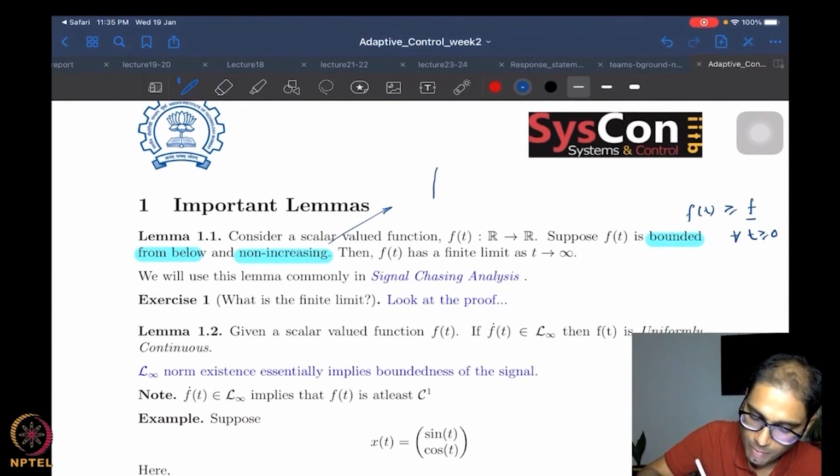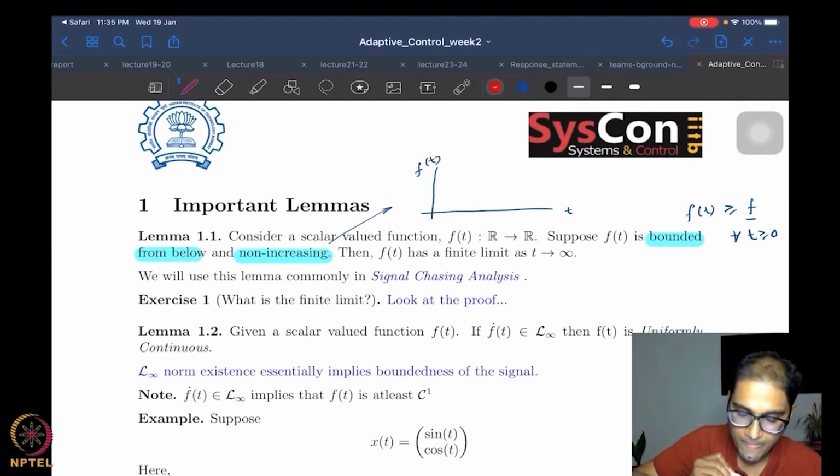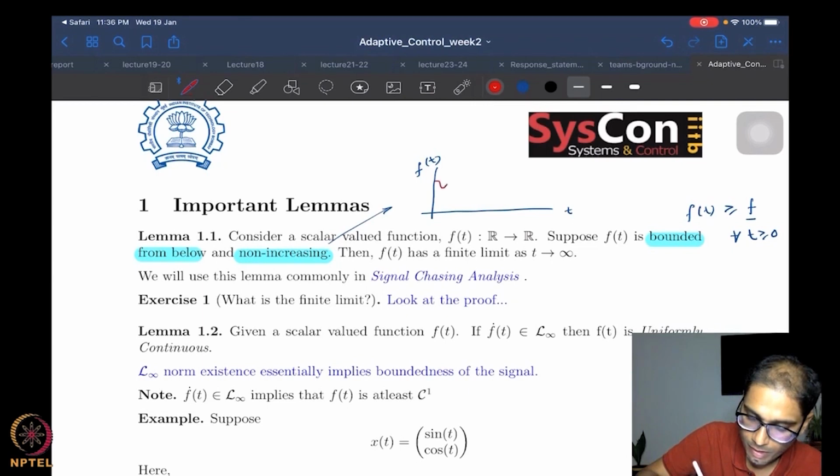So suppose I have a plot of this function that looks like this. Since it's non-increasing, it can never increase. It can either stay constant or dip.